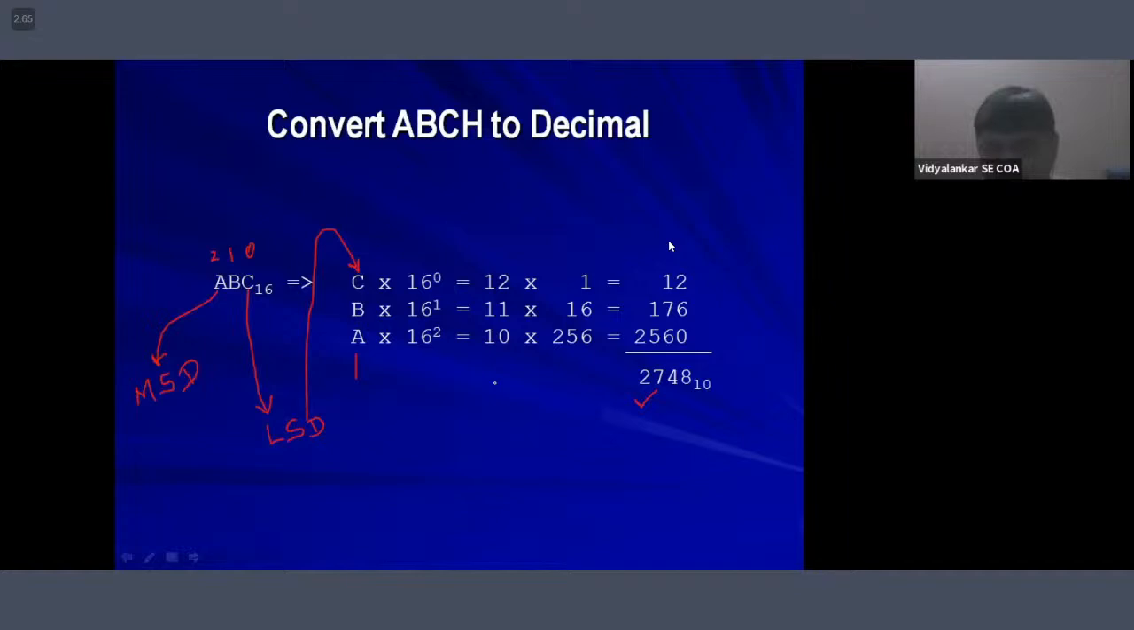Okay, so I was saying that this calculation part is small kids' mathematics, and you can do all that calculation, and our final result of the conversion to decimal is 2748.